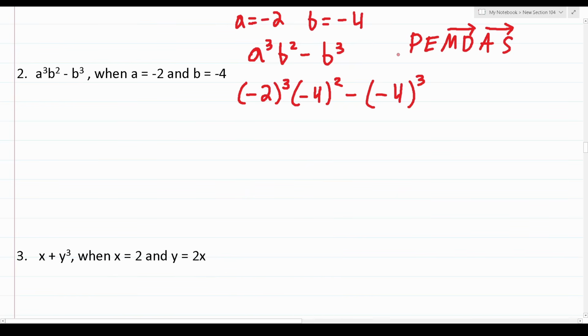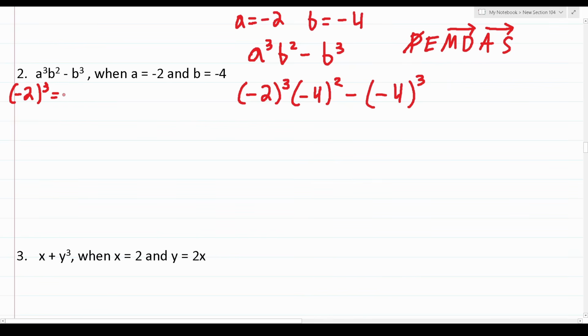So let's quickly look through our expression here and see what we have. We have nothing in parentheses per se to work out, so there are no parentheses. That said, we have a bunch of exponents to take care of. We have (-2) to the third, (-4) squared, and (-4) to the third. And as it happens, I'm going to work these off to the side to illustrate how these exponents affect these negative values inside parentheses.